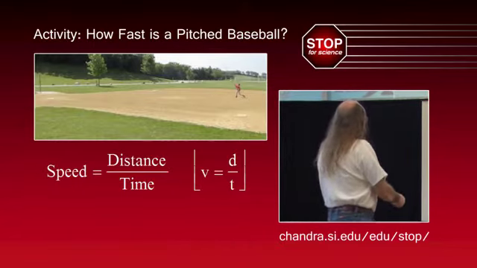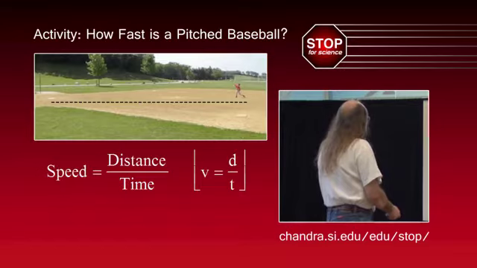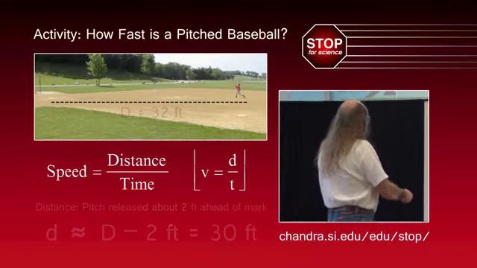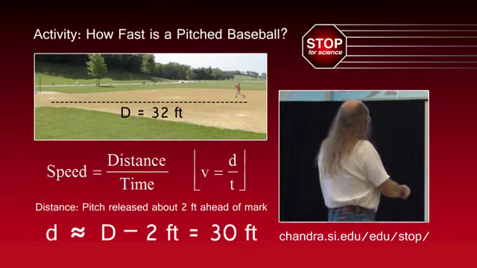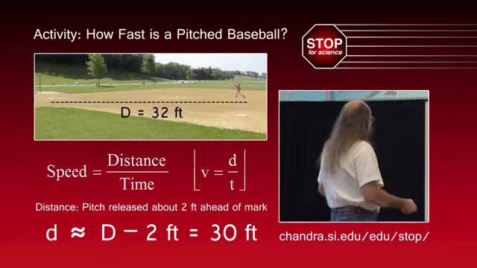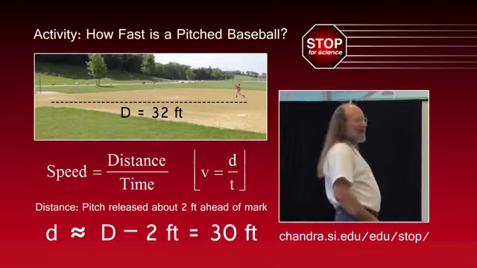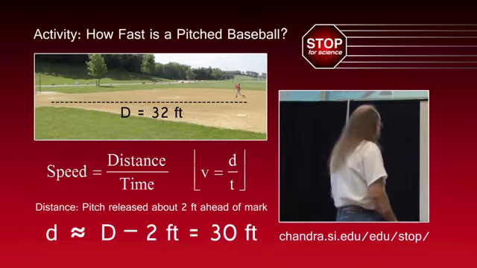He needs to know the distance. Well, we can measure the distance from where the pitcher is to where home plate is. In this particular example, it's about 30 feet from the pitcher's mound to the home plate, and you can look at about where this pitcher is releasing the ball as perhaps 2 feet ahead of the mark. Actually, if I remember correctly, it was 32 feet to the pitcher's mound, and so we're estimating that it's about 30 feet that the ball travels.